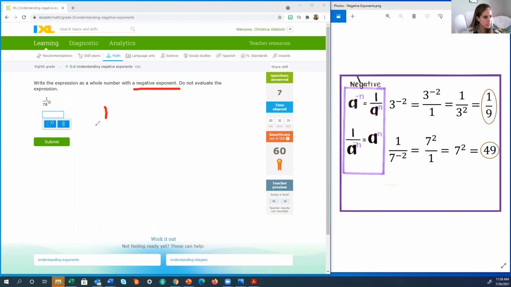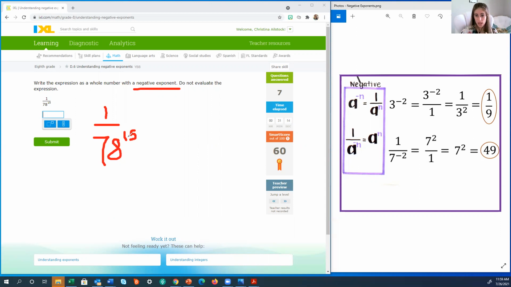Our original problem is 1 over 78 to the 15th power. First question, is it already written as a fraction? Yes, it is. And when it's written as a fraction, we don't have to do that second step because it's already rewritten like that for us. Now we want to change the sign of our exponent. It's already a positive. We want to make it a negative. The same thing still applies. When we change sides of the fraction, it changes the sign of our exponent.